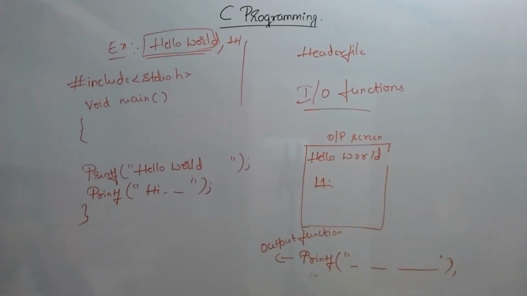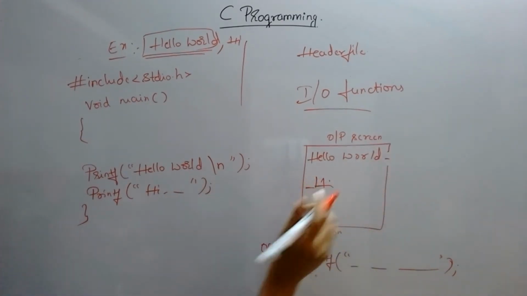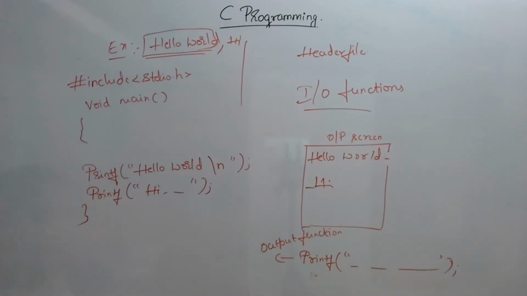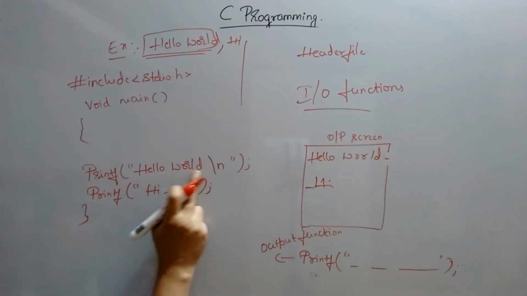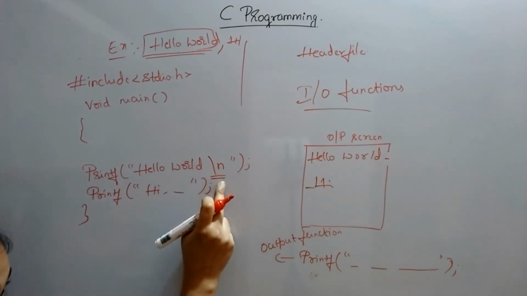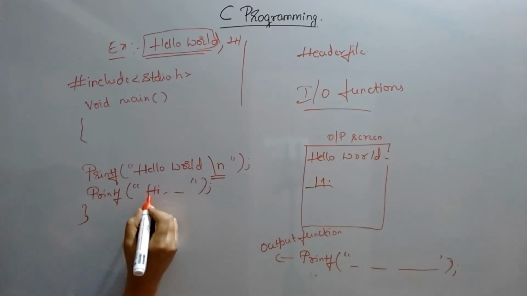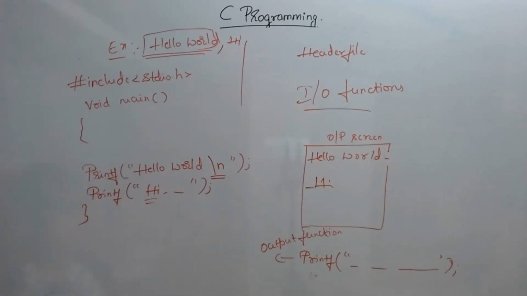It won't display like that. I have to use \n, which indicates that the cursor has to move to the next line. Fine. Now it will display hello world. Since I have used this \n character, that is the next line character, the cursor comes to the next line on your output screen, then it will print hi. Fine. This is how we write a C program.